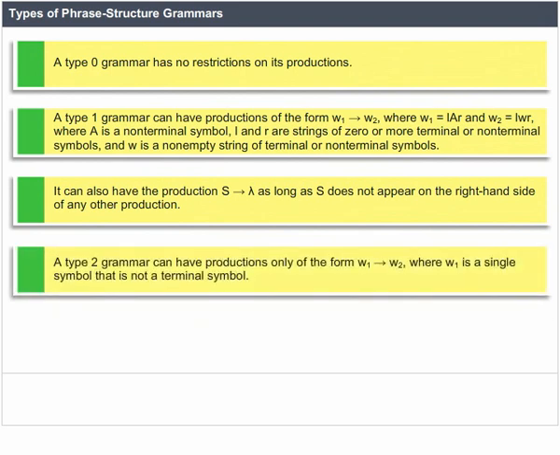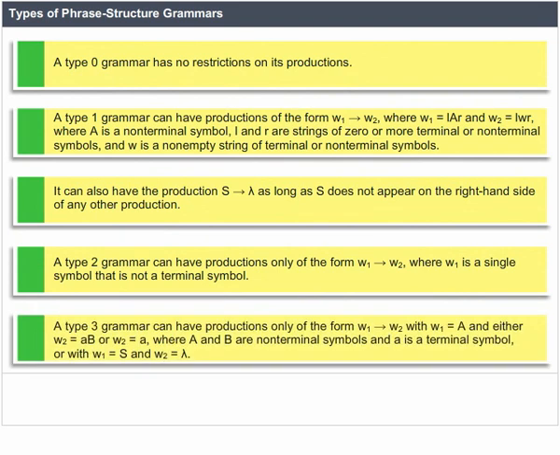A type 2 grammar can have productions only of the form W1 tends to W2, where W1 is a single symbol that is not a terminal symbol. A type 3 grammar can have productions only of the form W1 tends to W2 with W1 equal to A and either W2 equal to aB or W2 equal to a, where A and B are non-terminal symbols and a is a terminal symbol, or with W1 equal to S and W2 equal to lambda.